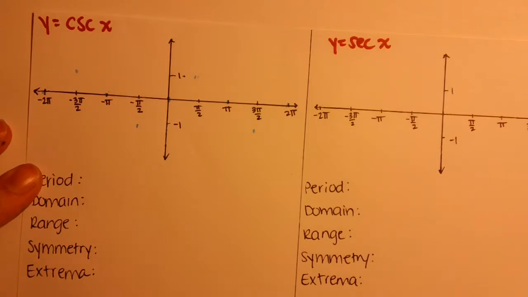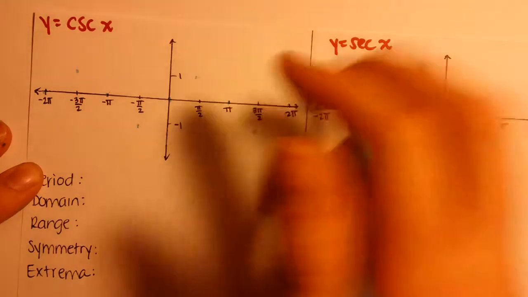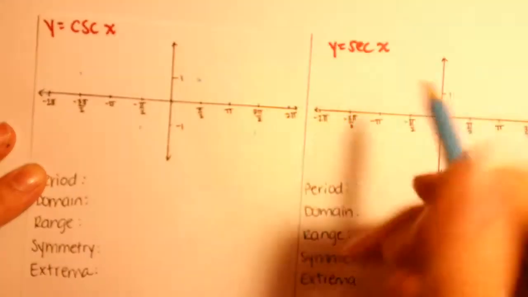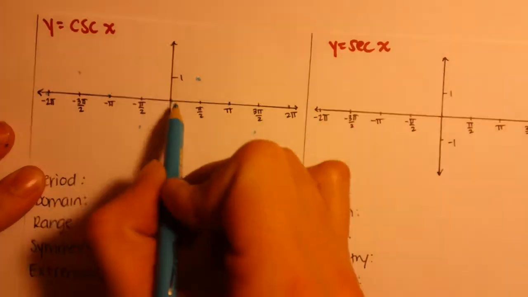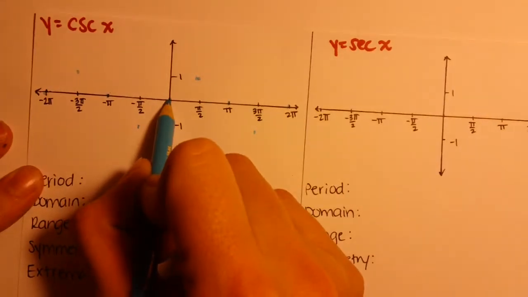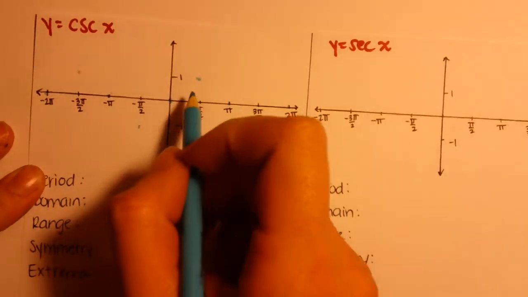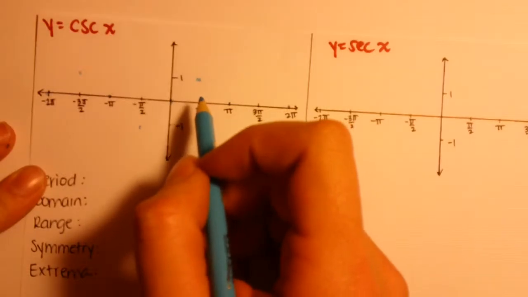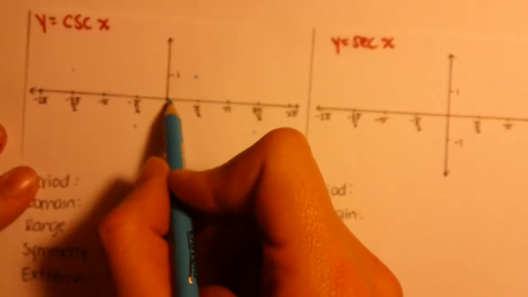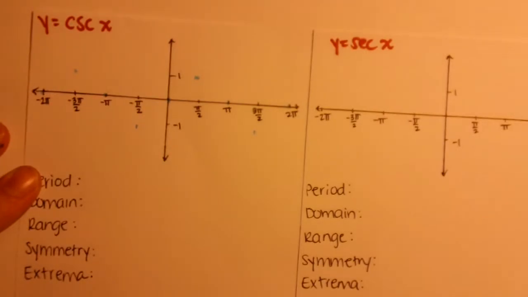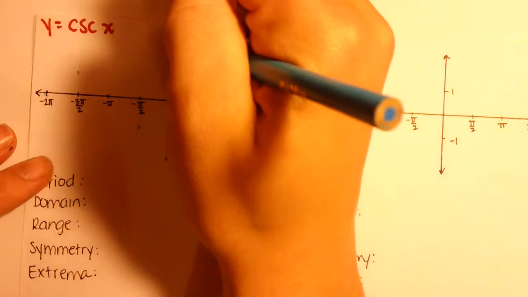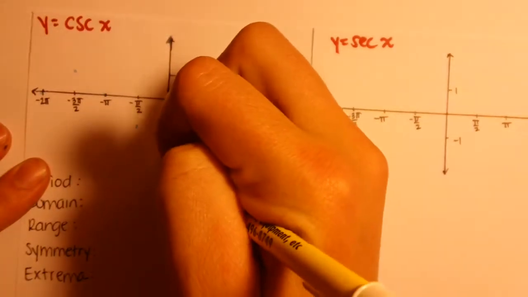So now, since cosecant is the reciprocal of sine, we're going to take the reciprocal of each of these points. Now, wherever sine was 0, where it crosses the x-axis, the reciprocal is going to be 1 over 0. So this is undefined, and we'll have an asymptote here at 0.